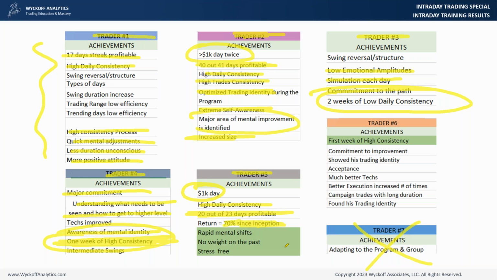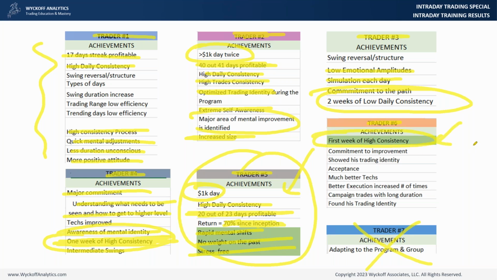70% return since the inception, rapid mental changes, no weight on the path, stress-free. This is the most optimal trader in terms of the mental outlook. And then trader number 6, first week of high consistency.